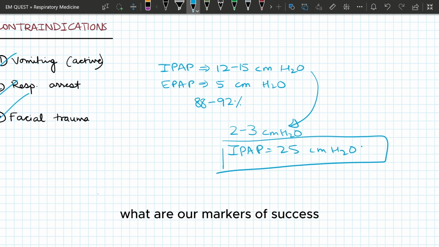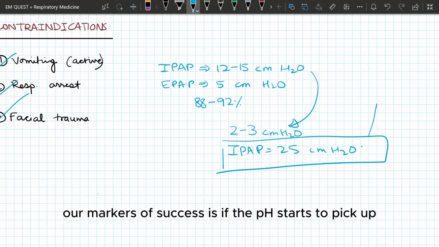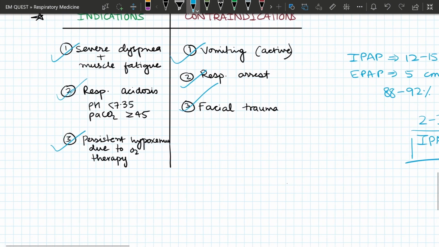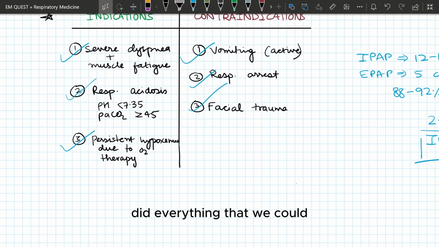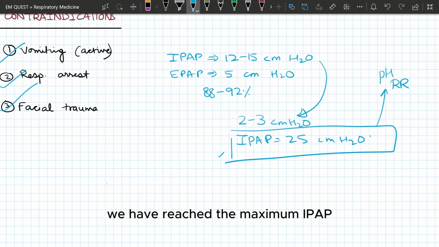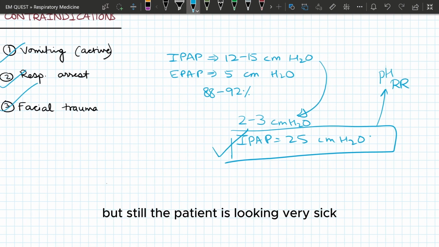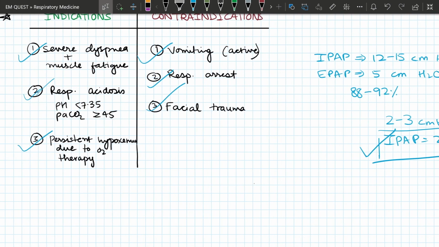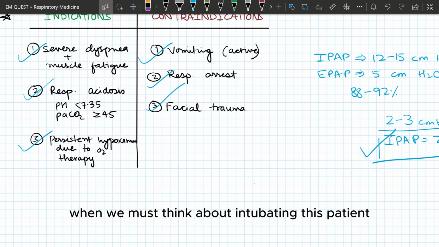What are our markers of success? Our markers of success are if the pH starts to improve and our respiratory rate decreases. Now let's say we did everything that we could, we have reached the maximum IPAP, but still the patient is looking very sick, very fatigued, very acidotic. This is the time when we must think about intubating this patient.